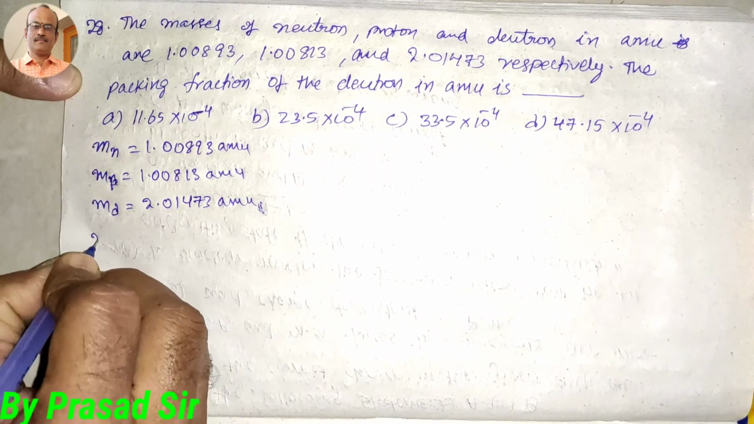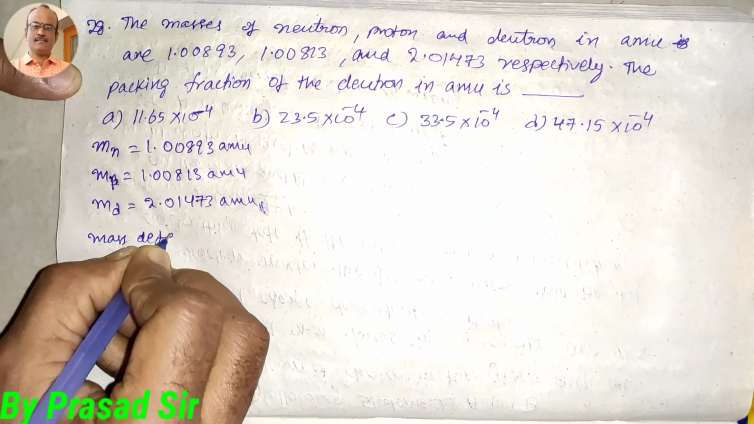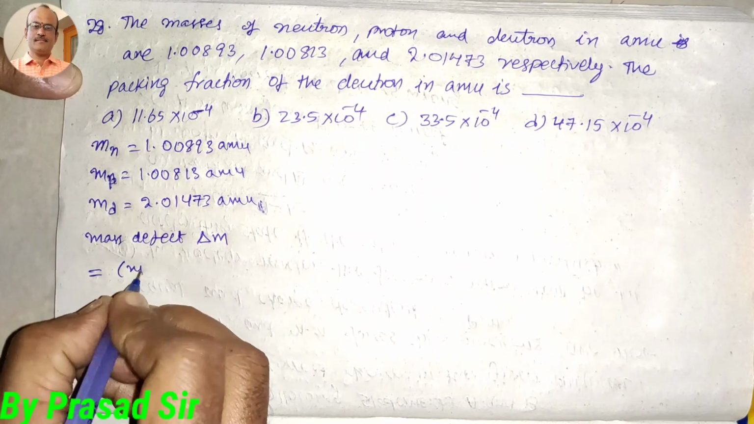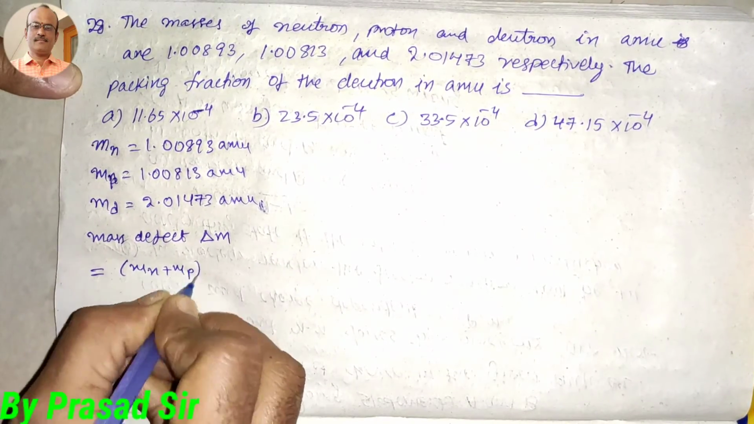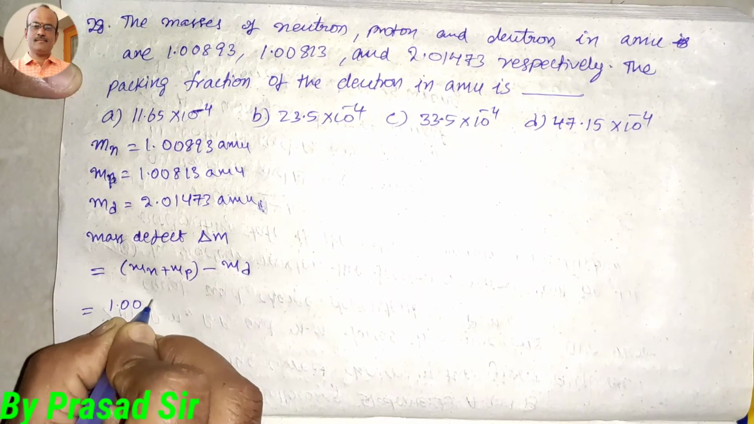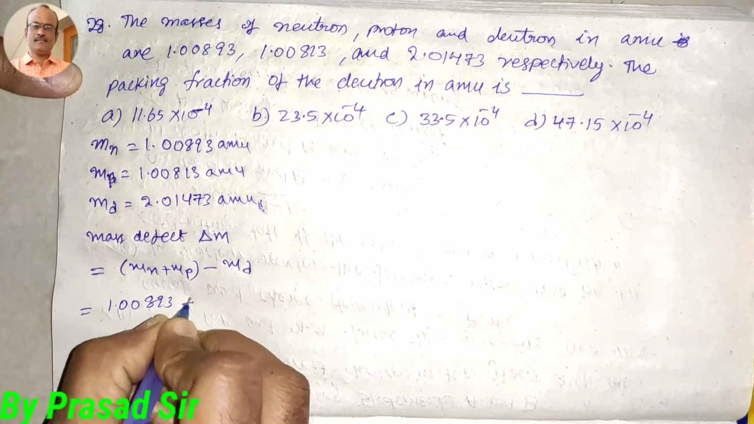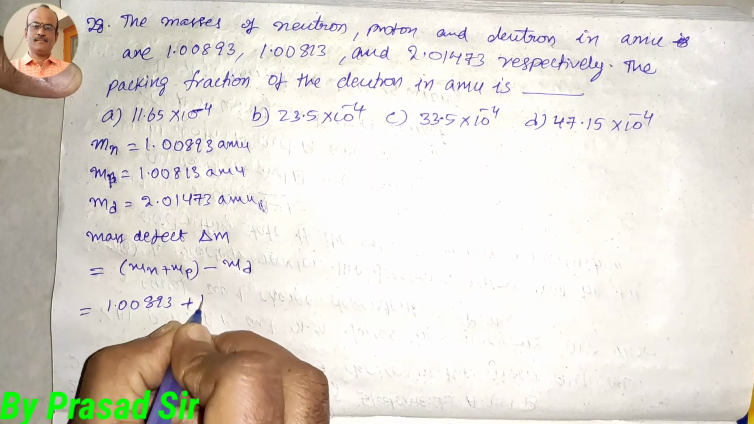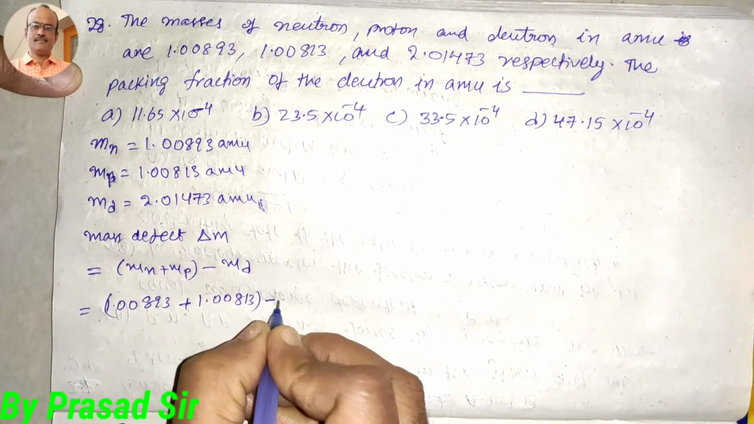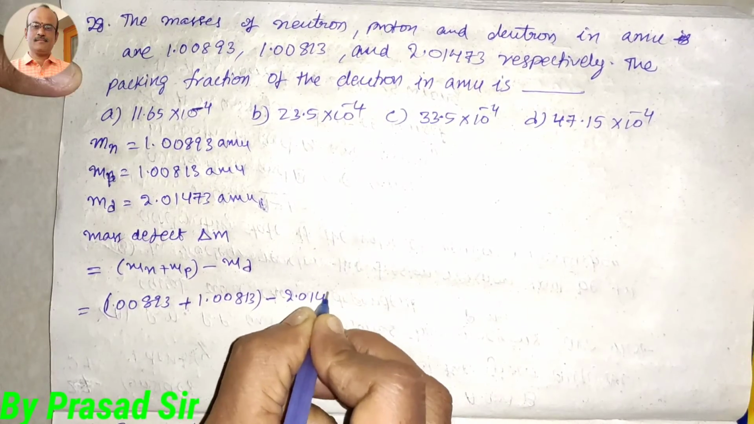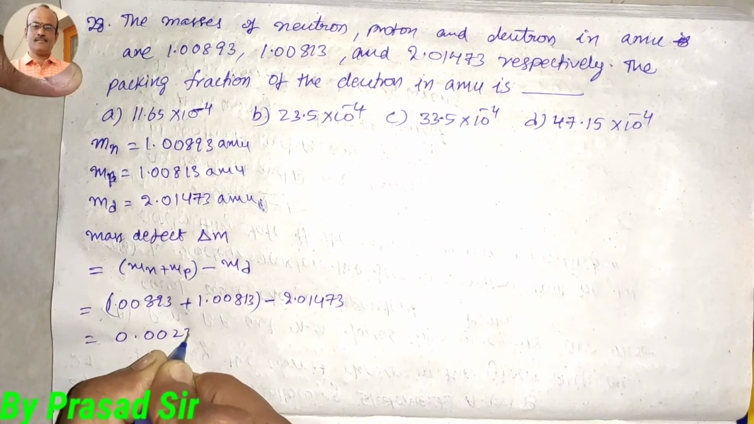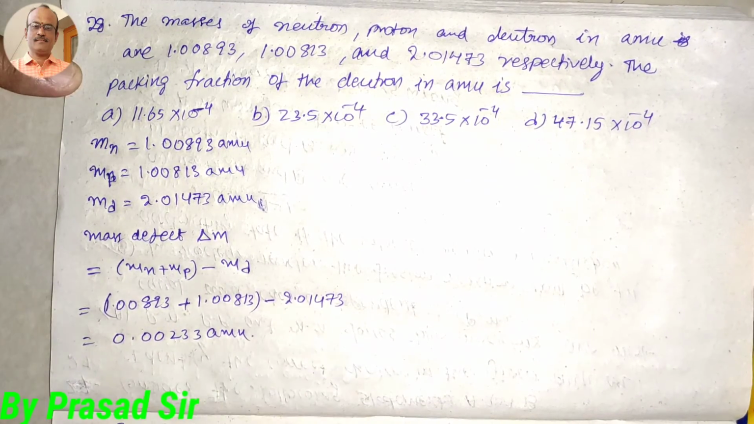So first of all, we will find the mass defect. Mass defect is nothing but delta M is equal to mass of neutron plus mass of proton minus mass of deuteron. So here 1.00893 plus 1.00813 minus 2.01473. So on simplification of that, 0.00233 AMU, atomic mass unit.